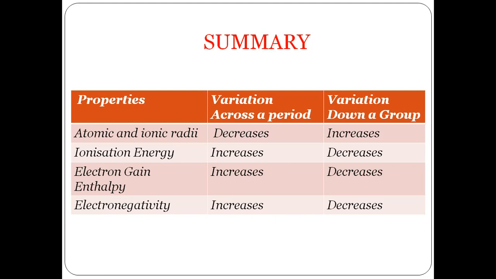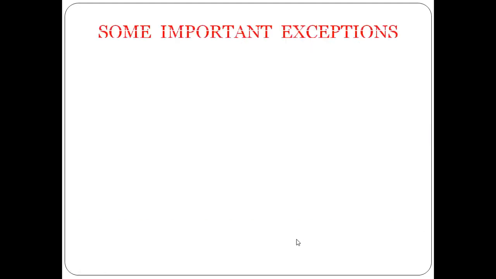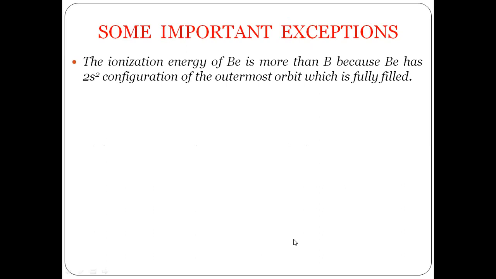They are not varying in the same way. Some of them I have taken in this particular video, so let me just explain to you. I have taken 3 variations, which are very important, which are very common. The ionization energy of beryllium is more than that of boron.